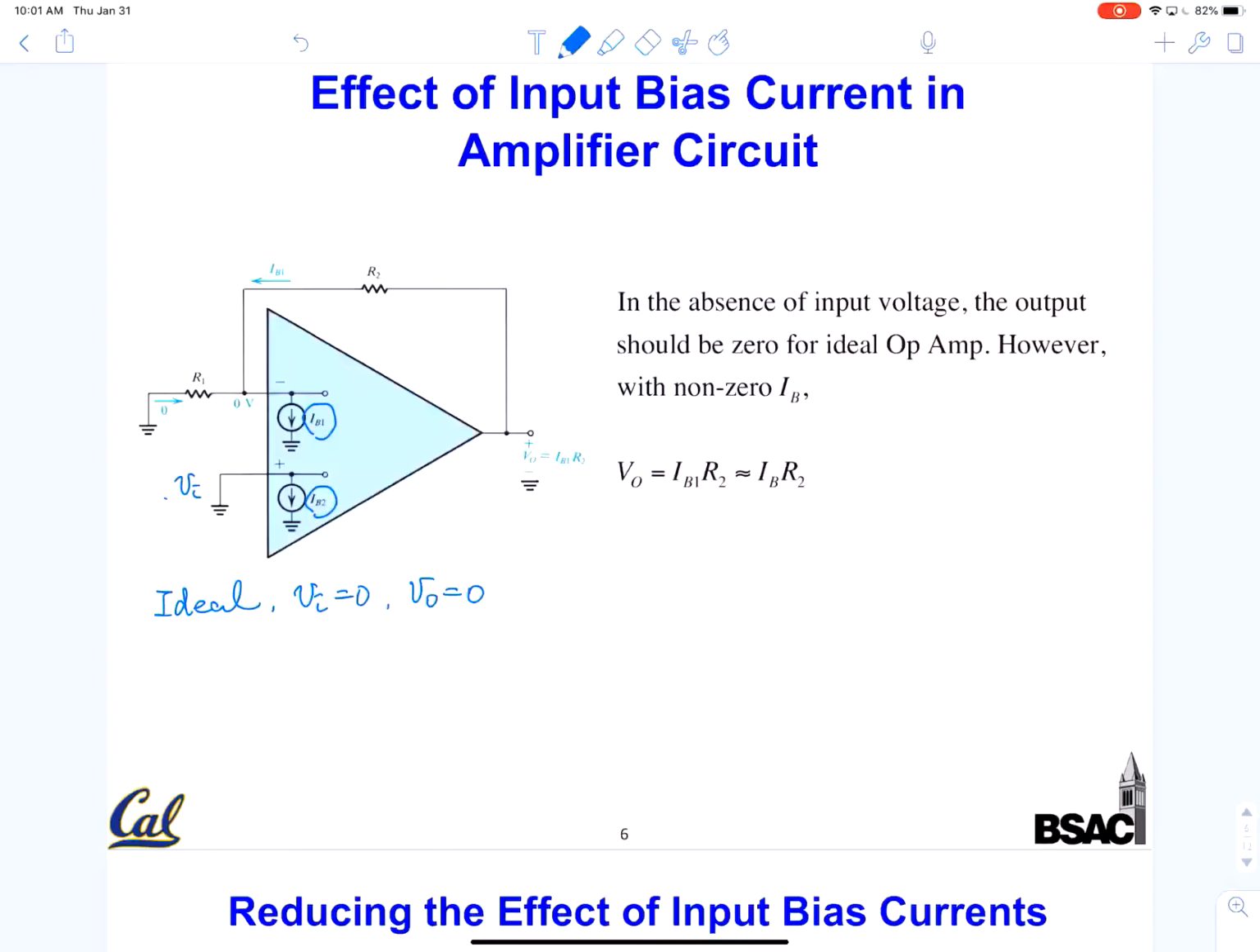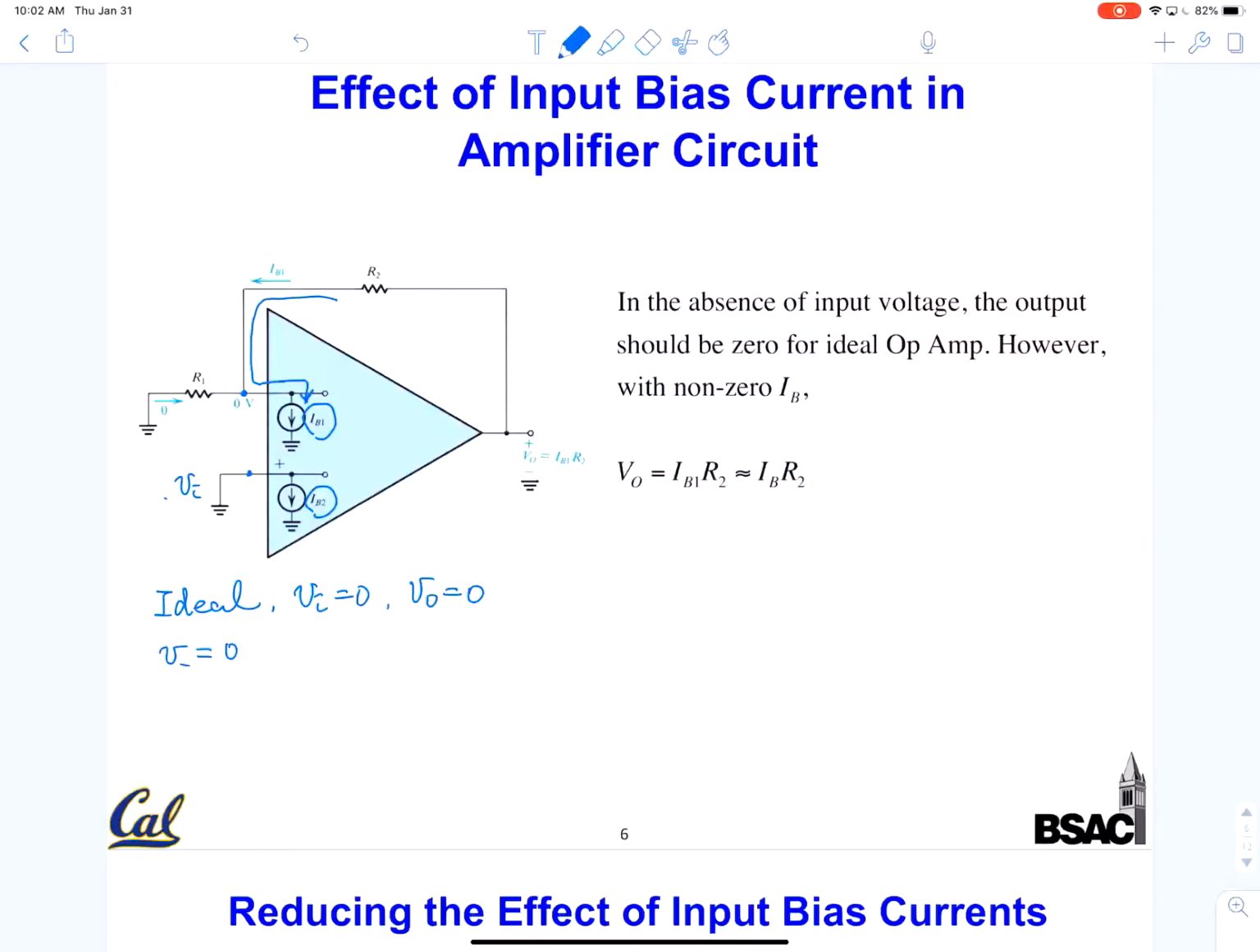This voltage is now no longer identical to 0. While this is 0, there is a finite current that flows through here. So there is a finite IB1. If this is 0, assuming an ideal amplifier, then the V minus terminal is 0 also, and there is a finite IB1 flowing. So the IB1 has to come from here.